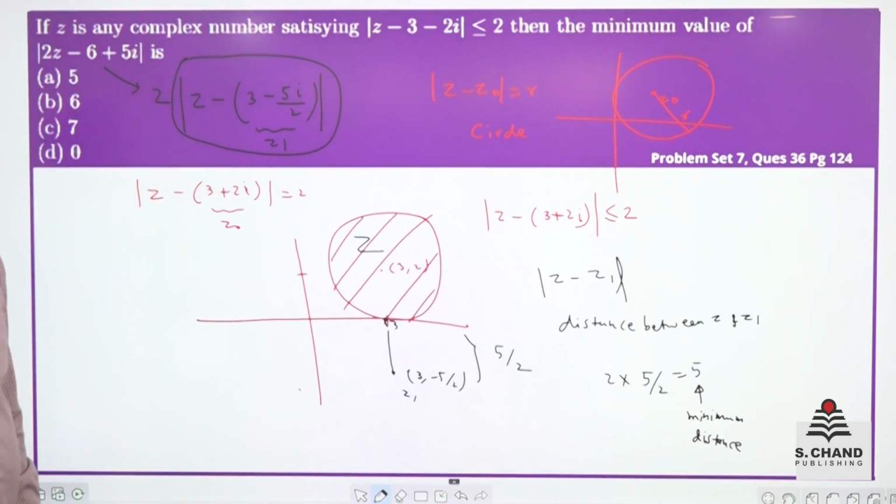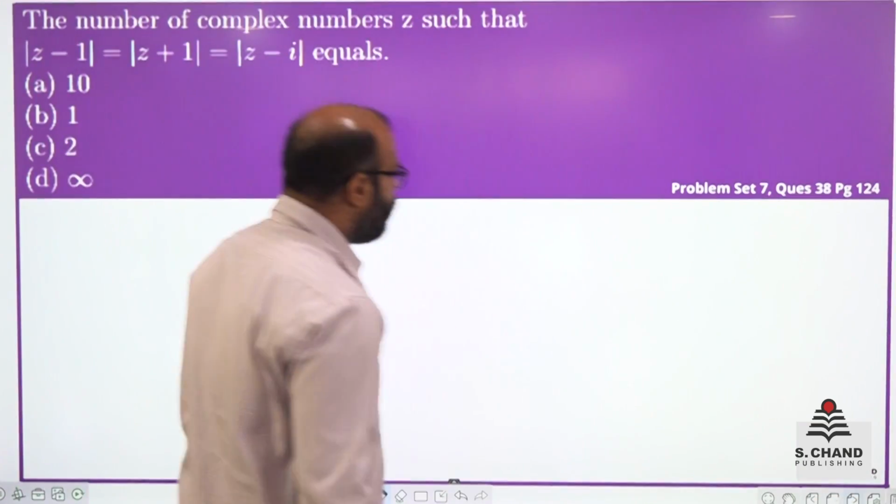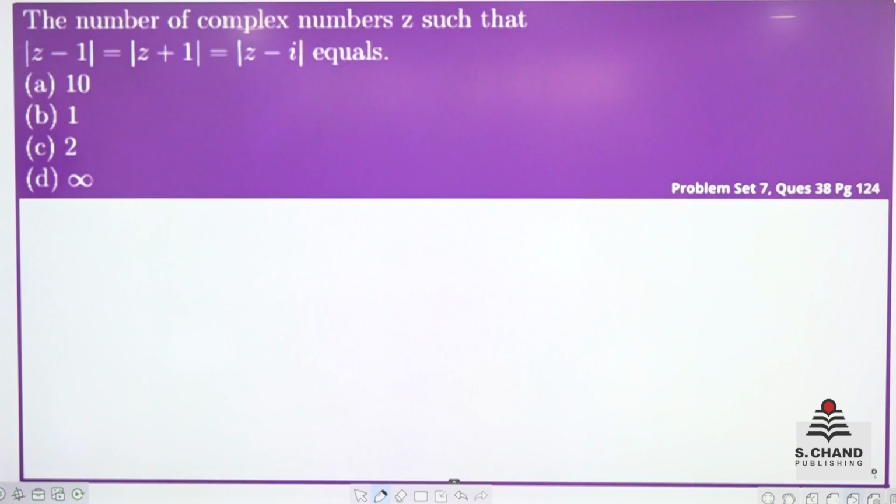This will be your answer. Let us come to the next question. The number of complex numbers Z such that mod of Z minus 1 is equal to mod of Z plus 1 is equal to mod of Z minus i.